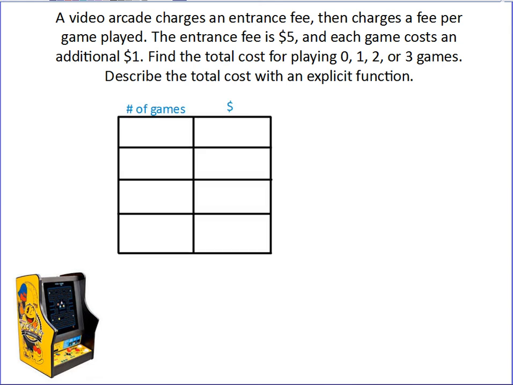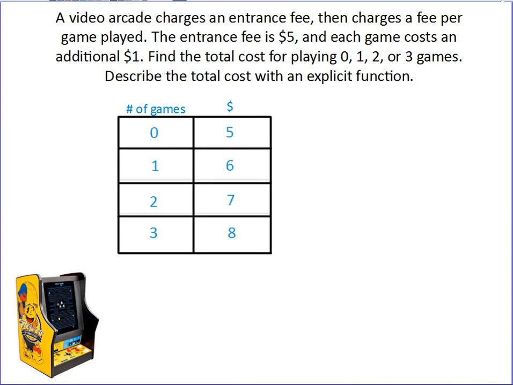So looking at our table, we're going to put in everything we know. If I don't play any games at all, I still have to pay the $5 for getting in the arcade. If I play 1 game, I have to add $1, so I pay $6. For 2 games, we pay $7, and for 3 games, then we'd pay $8.